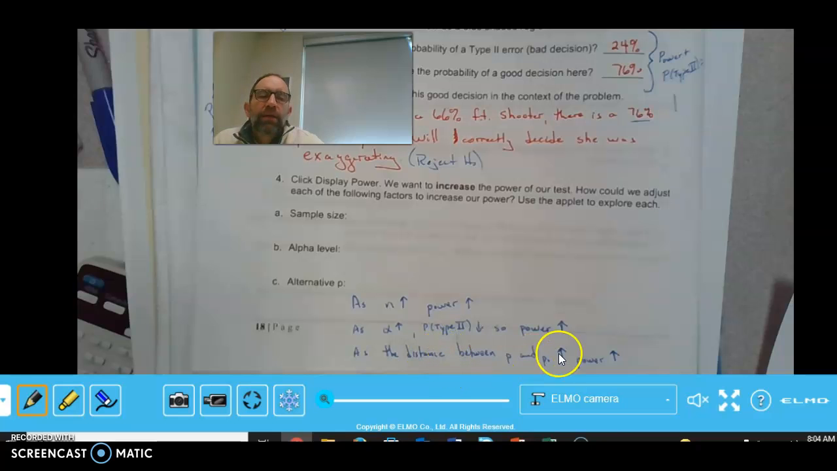And again, the bigger the difference between the hypothesized value for p, we sometimes will label that p sub 0, and the actual value of p, as that distance between those two goes up, the power will go up. We'll be more likely to correctly reject the null hypothesis.